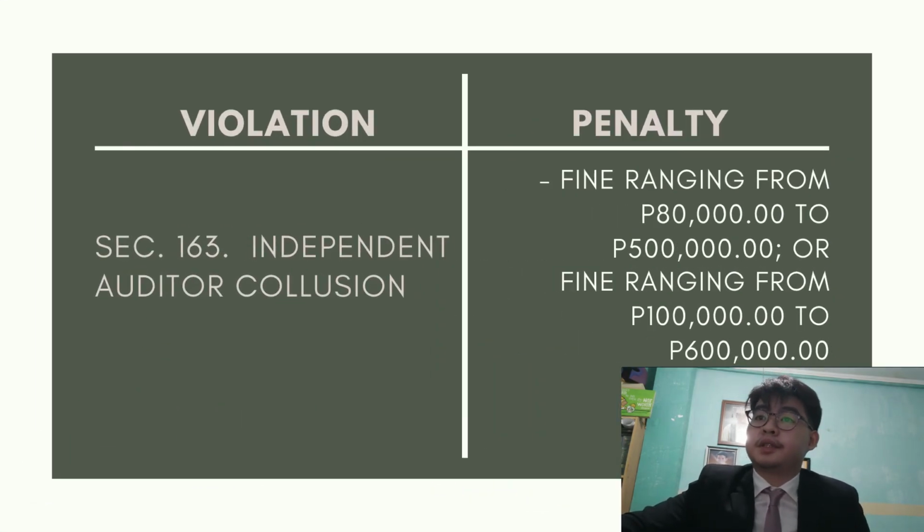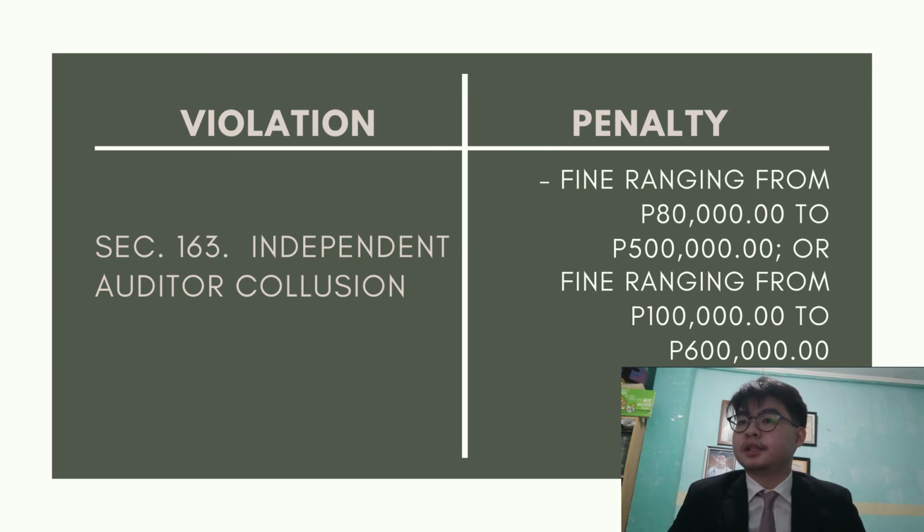Section 163. Independent Auditor Collusion. An independent auditor who, in collusion with the corporation's directors or representatives, certifies the corporation's financial statements despite its incompleteness or inaccuracy, its failure to give a fair and accurate presentation of the corporation's condition, or despite containing false or misleading statements, shall be punished with a fine ranging from 80,000 pesos to 500,000 pesos. So it is more serious now.